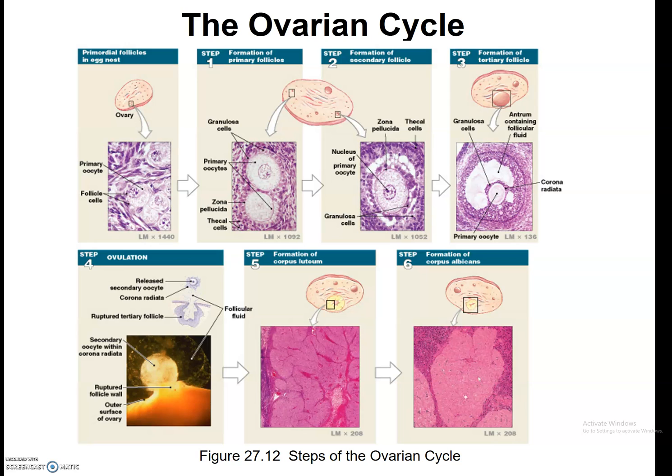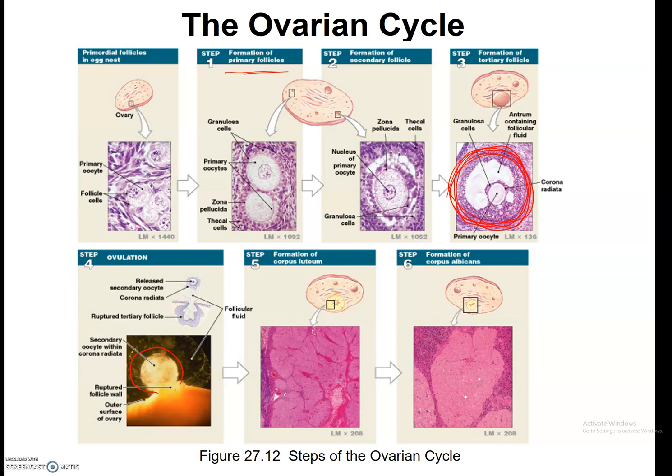So here's the ovarian cycle. You start with the primordial cells. During step 1, the formation of the primary follicle occurs. Step 2, the formation of the secondary follicle. Step 3, the formation of the tertiary follicle. So this is what we always remember looking like, or at least the appearance of the mature tertiary follicle.